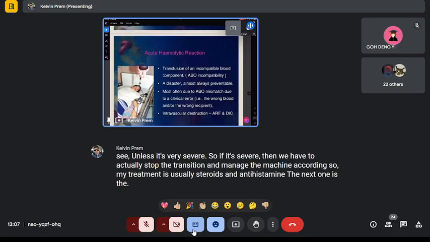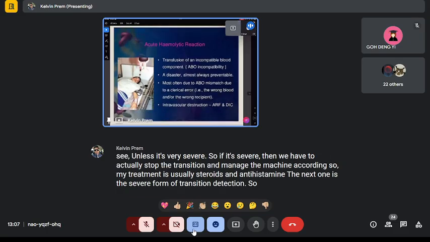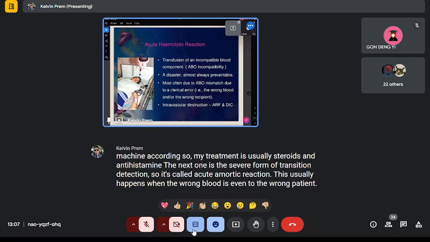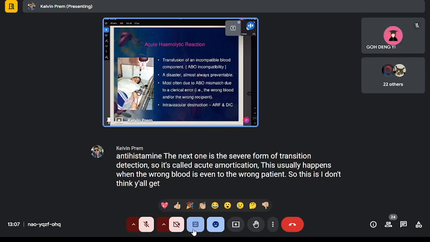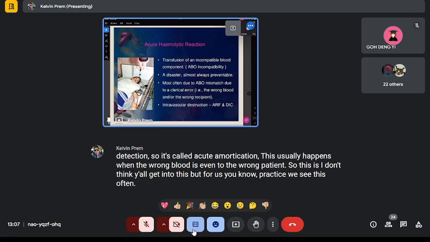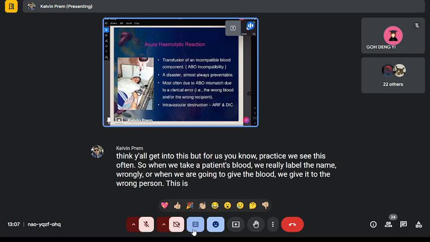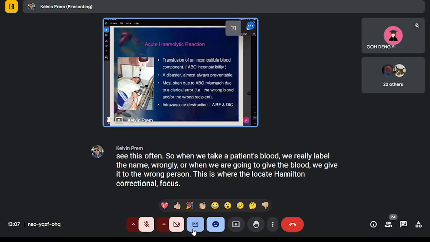The next one is the severe form of transfusion reaction, called acute hemolytic reaction. This usually happens when the wrong blood is given to the wrong patient. I don't think you all will get into this, but in our practice we see this often. When we take a patient's blood, we label the name wrongly, or when we are going to give the blood, we give it to the wrong person. This is where the acute hemolytic reaction occurs.